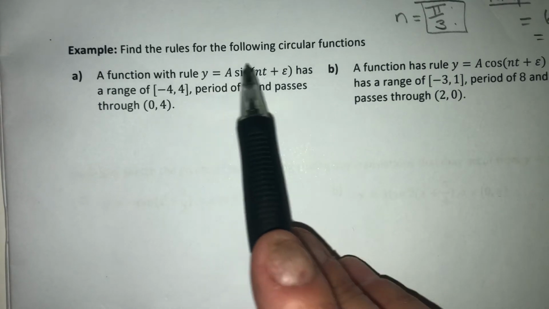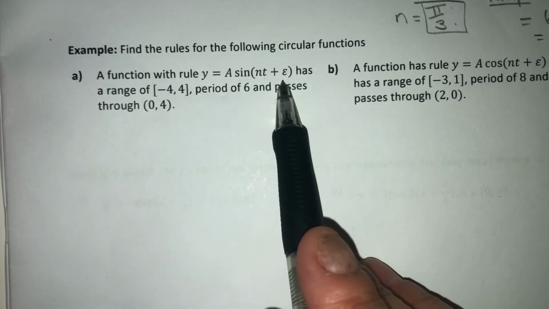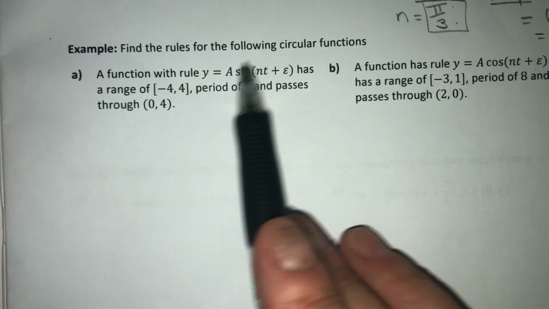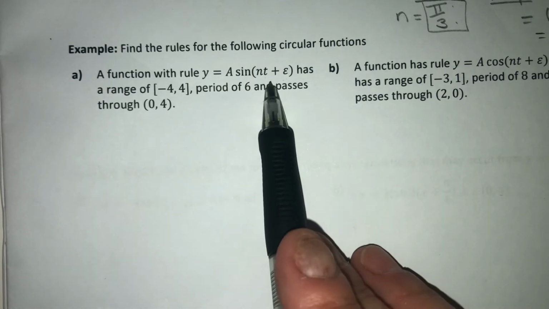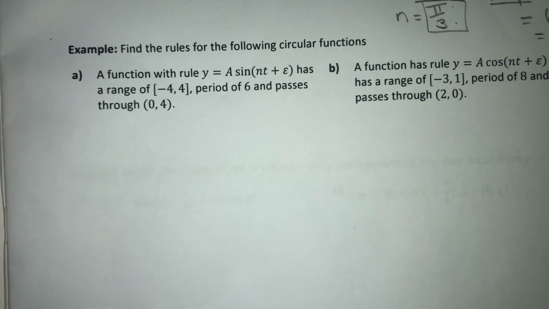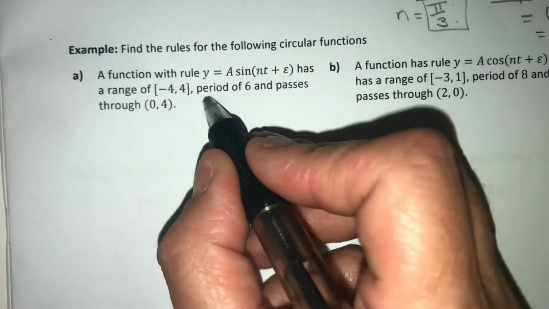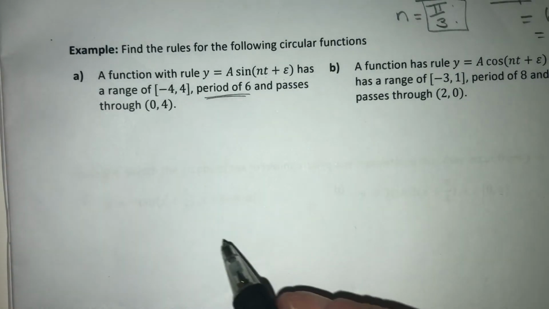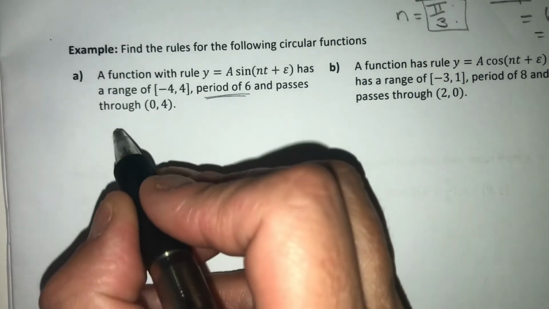So we're going to find A, we're going to find N, and we're going to find the angle so that we can put it back into this. So don't just find them without putting it back in. All right, so let's go for the period first. So the period is 6, and we've just done some other work on that.